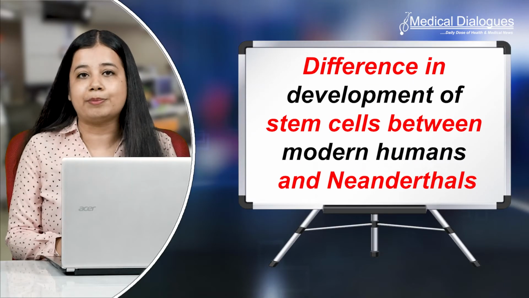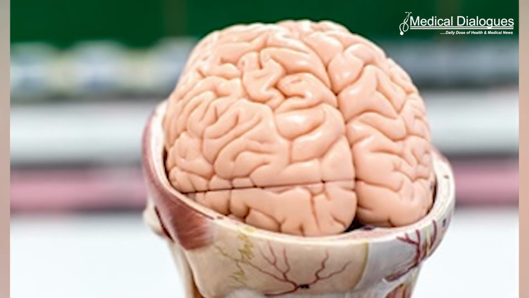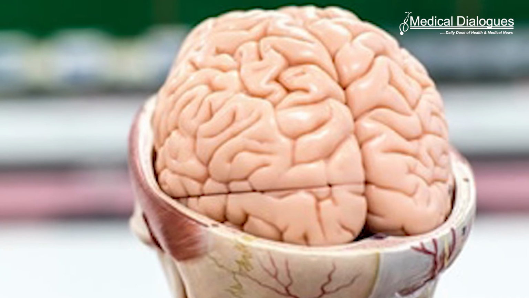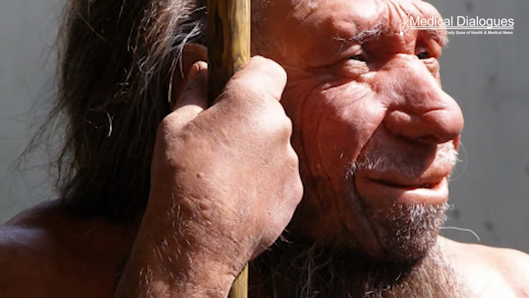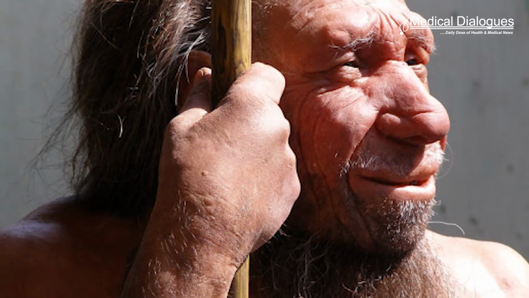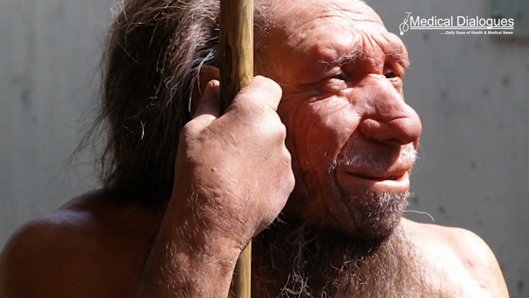The difference in development of stem cells between modern humans and Neanderthals. To investigate the significance of these 6 changes for neocortex development, the scientists first introduced the modern human variants in mice. Mice are identical to Neanderthals at those 6 amino acid positions, so these changes made them a model for the developing modern human brain.